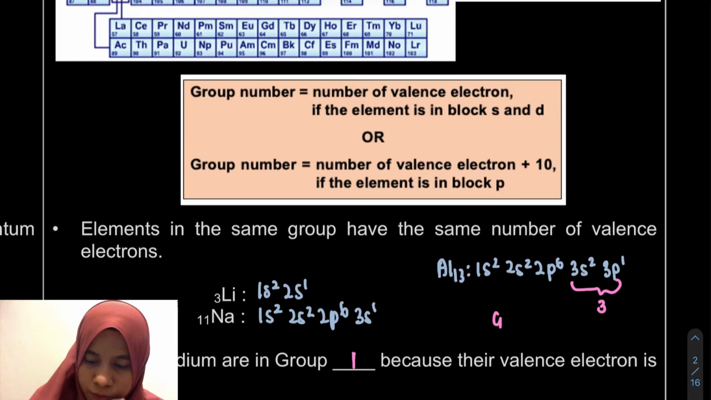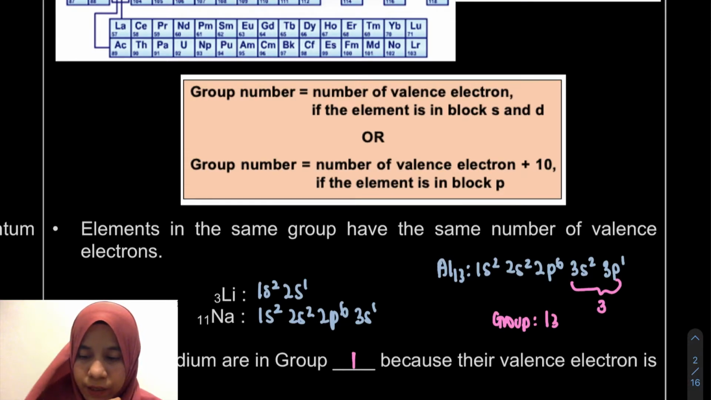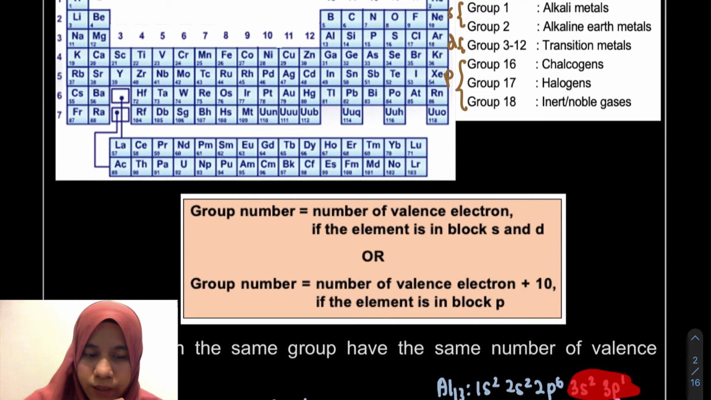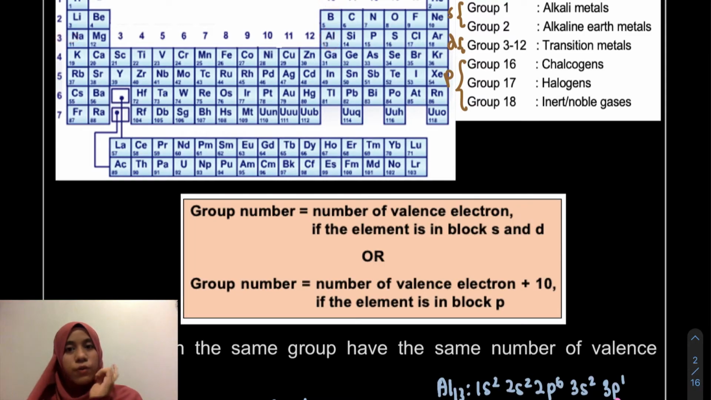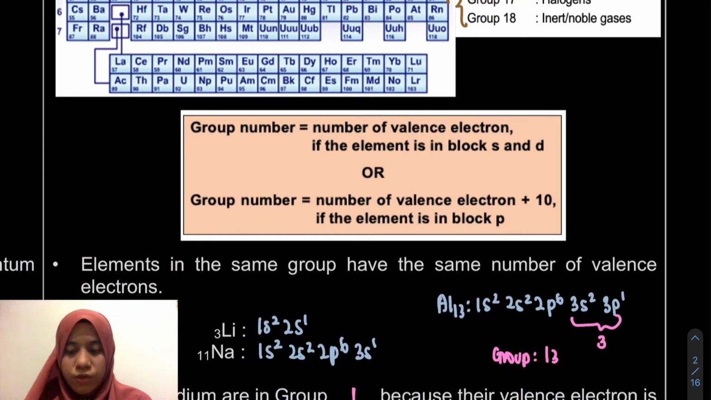So, for example, here aluminium 13, its group is not 3. Its group is 13. Okay, is it true? Again, its period is n equal to 3, and then its group is 13. So here, aluminium. Okay, so for P block, what you're going to do is add 10 to the valence electron.